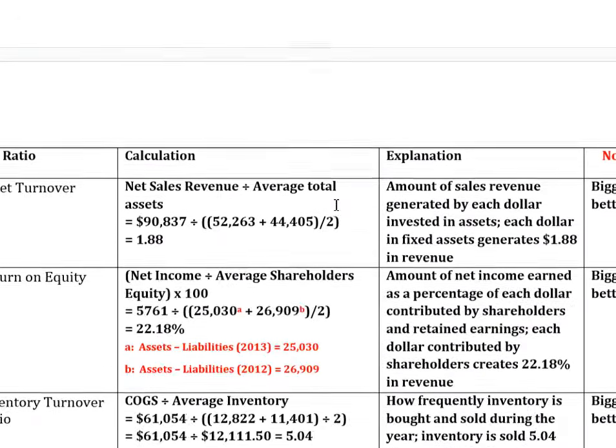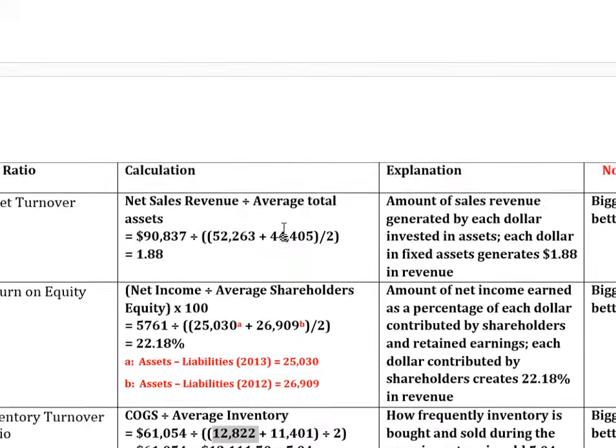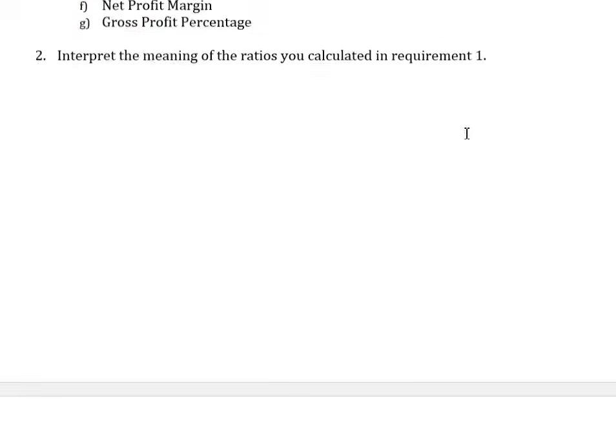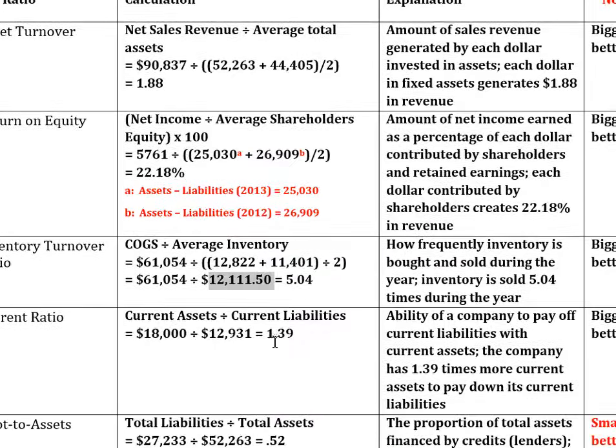So let's go down to our solution here, and we did that. We took 12,822, which you'll remember was our ending this year, and added it to our opening, which is 11,401, and divided by 2. That gives us $12,111.50.